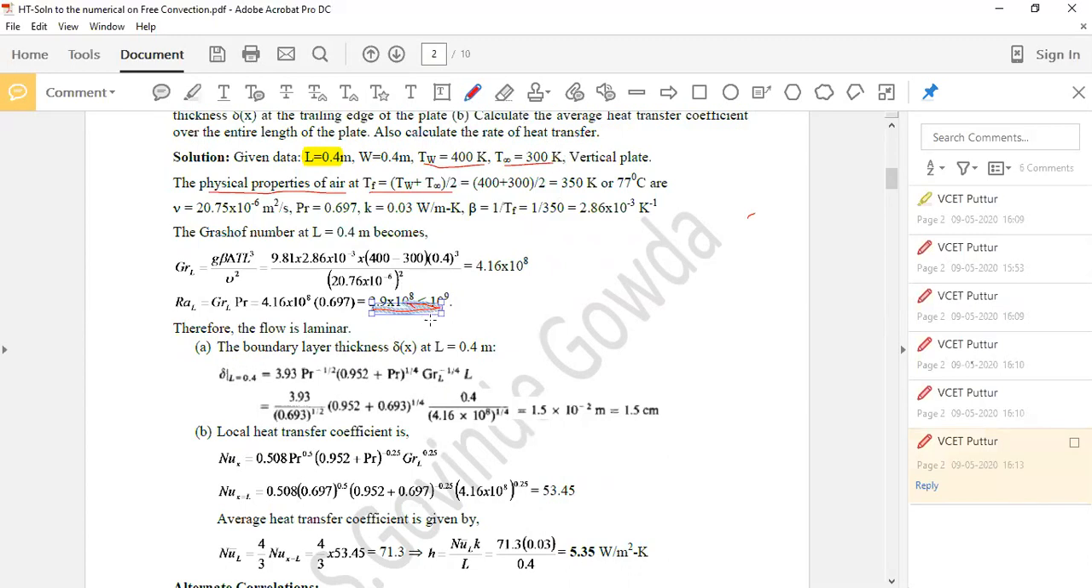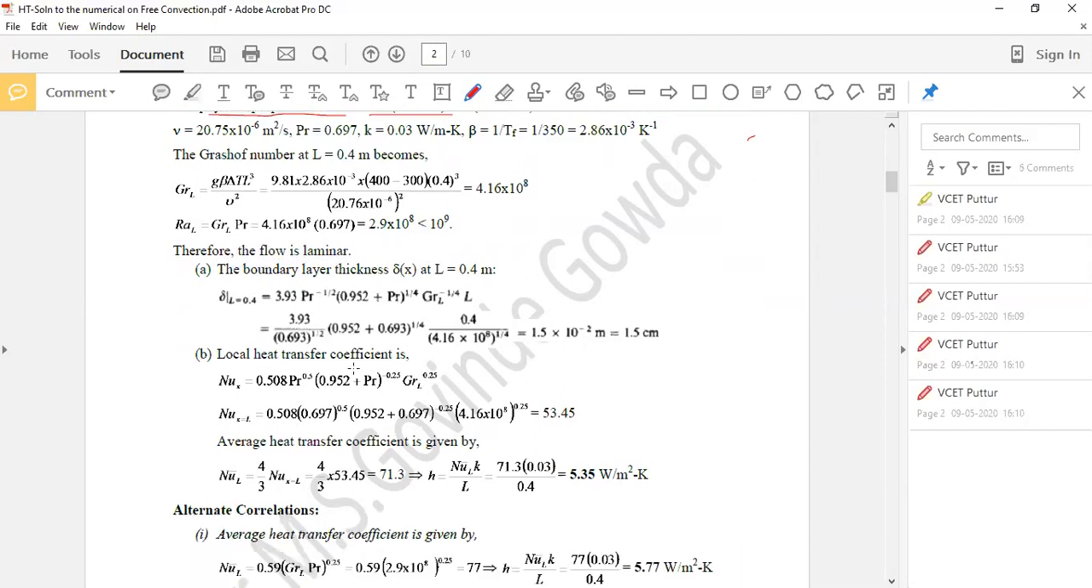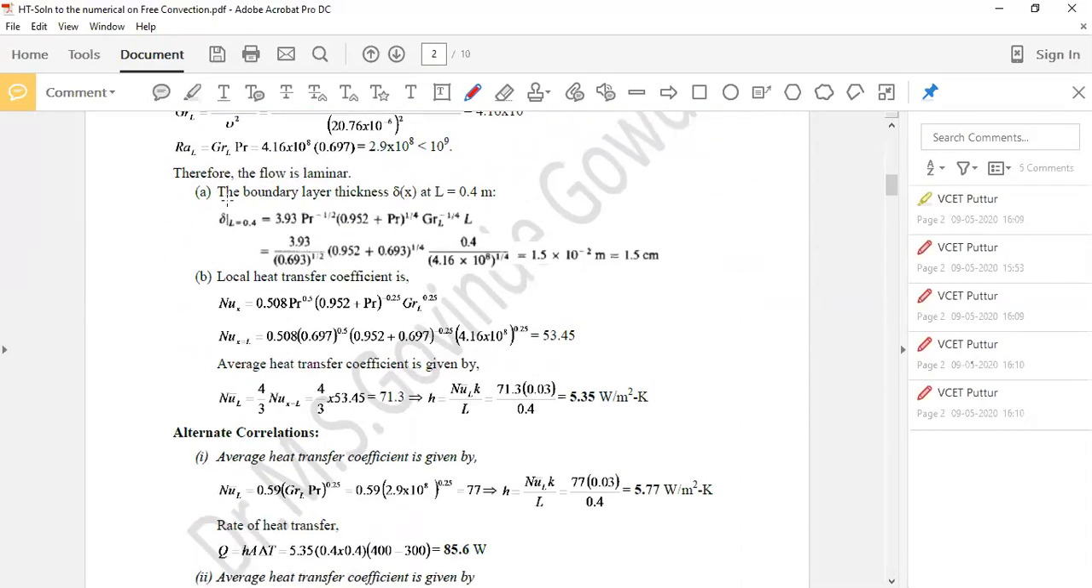Obviously, which is less than 10 to the power of 9. Hence, the flow in the boundary layer is laminar. So, therefore, you have to use the boundary layer, that is the correlations corresponding to the laminar. And for the vertical plate, the boundary layer thickness at L is equal to 0.4. This is the correlation you have.